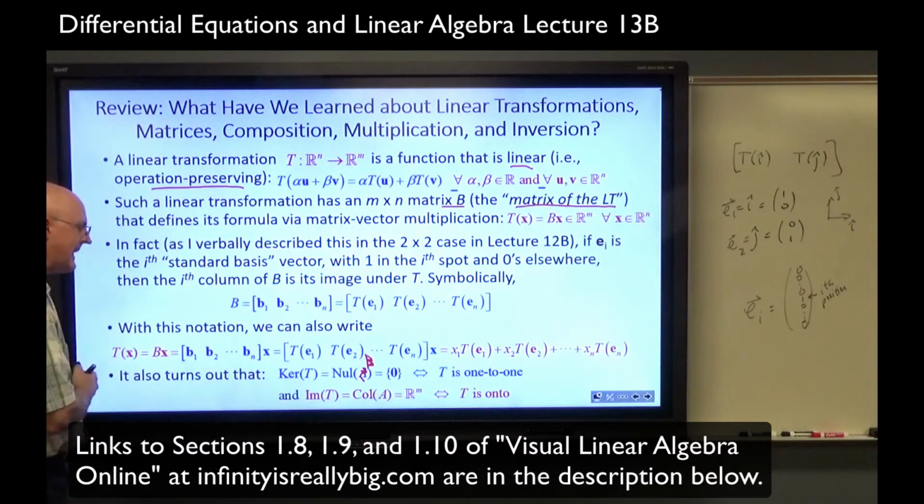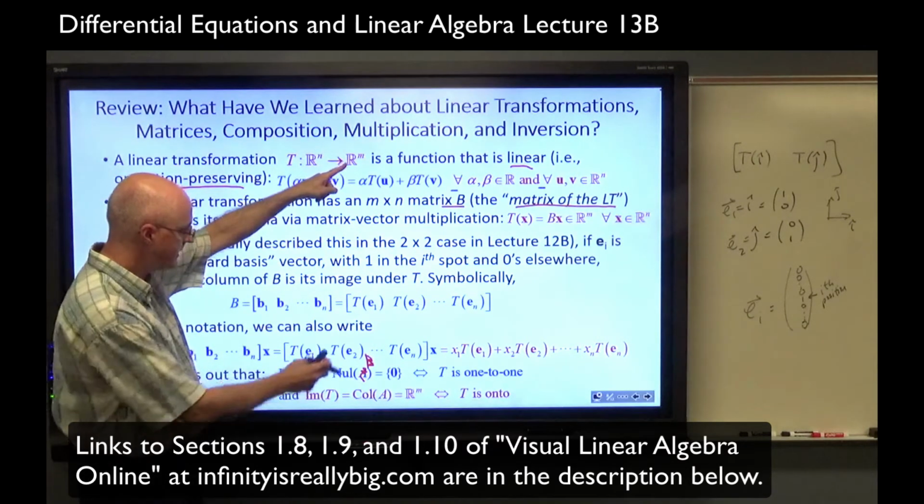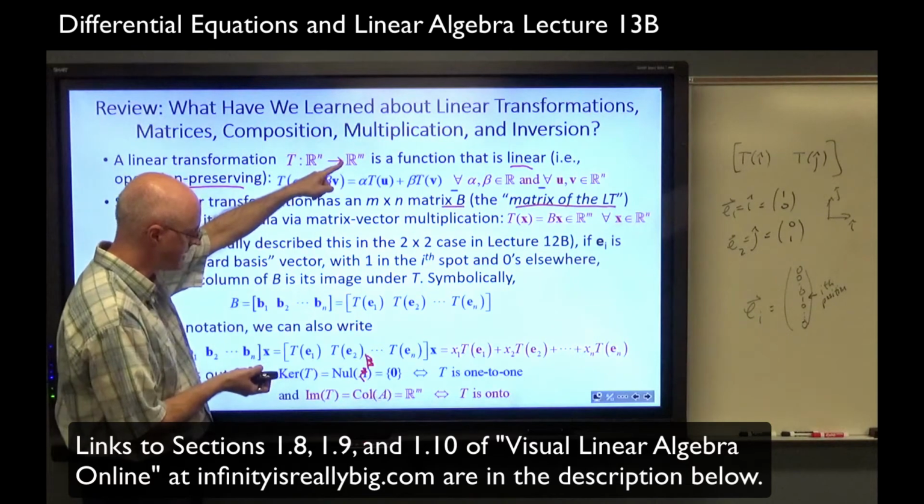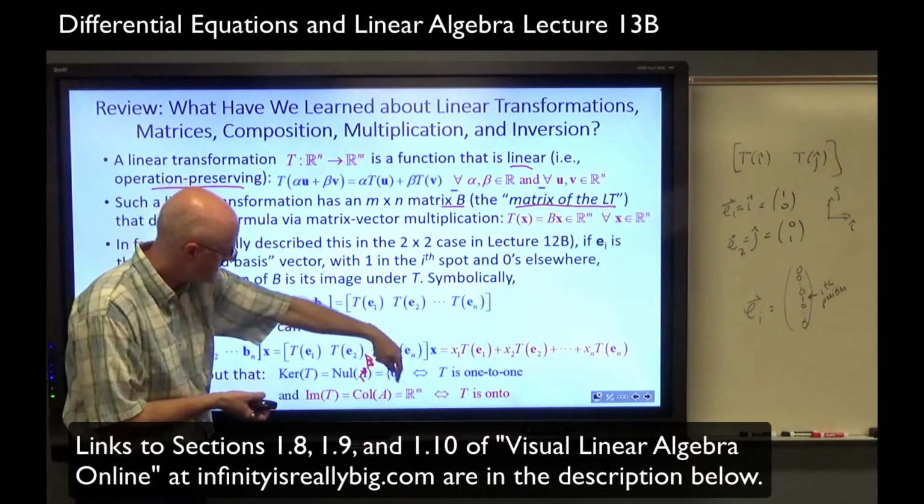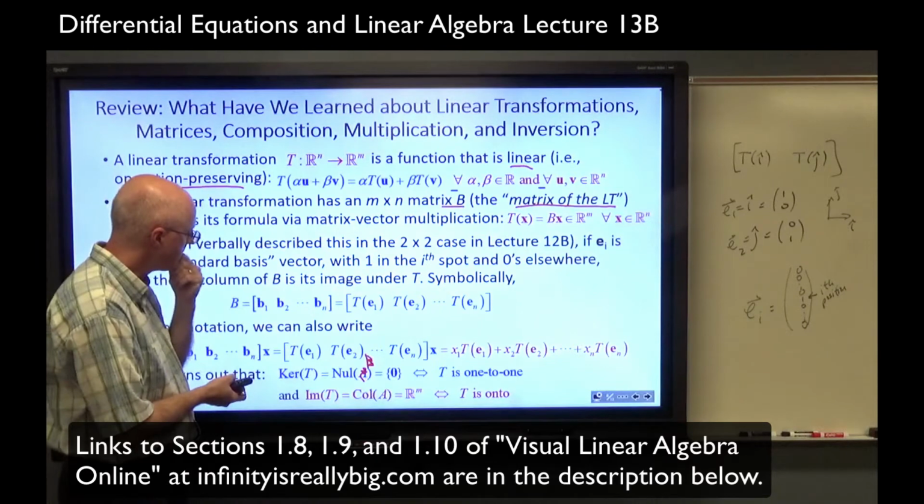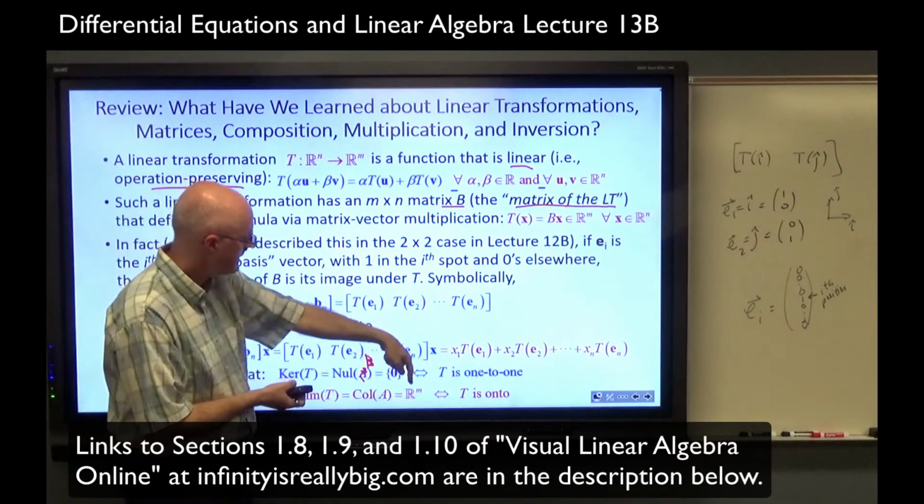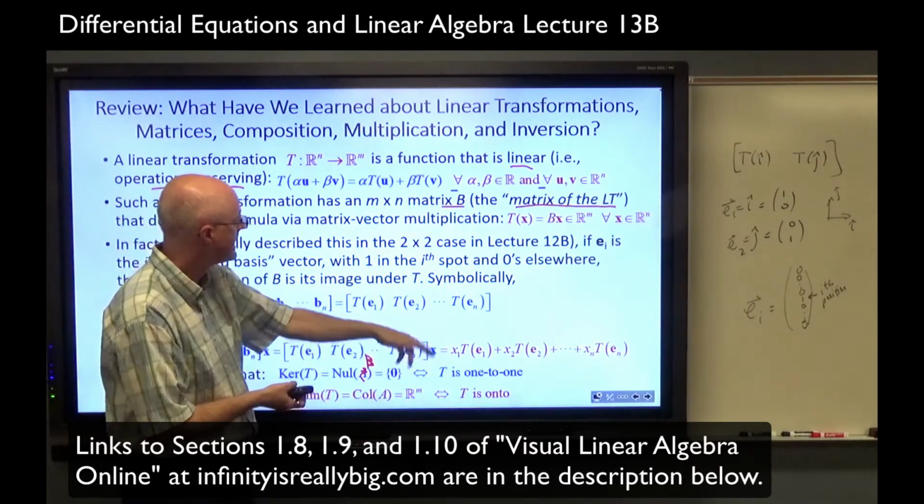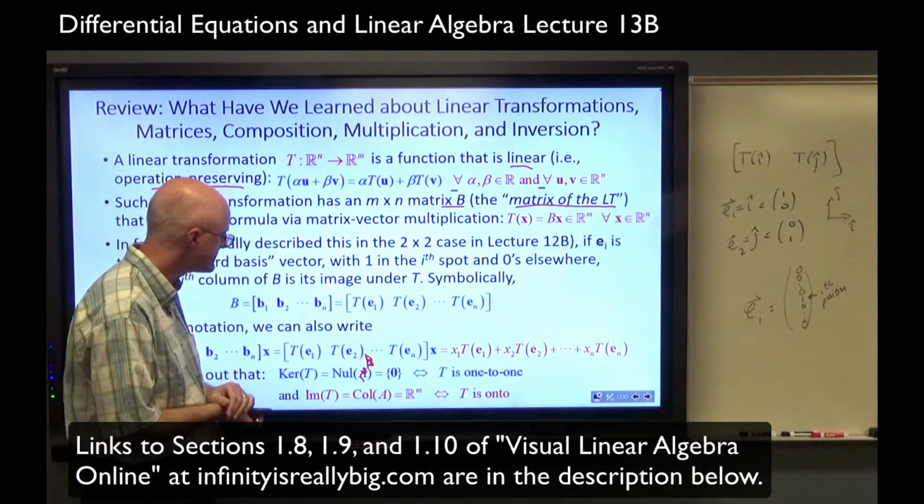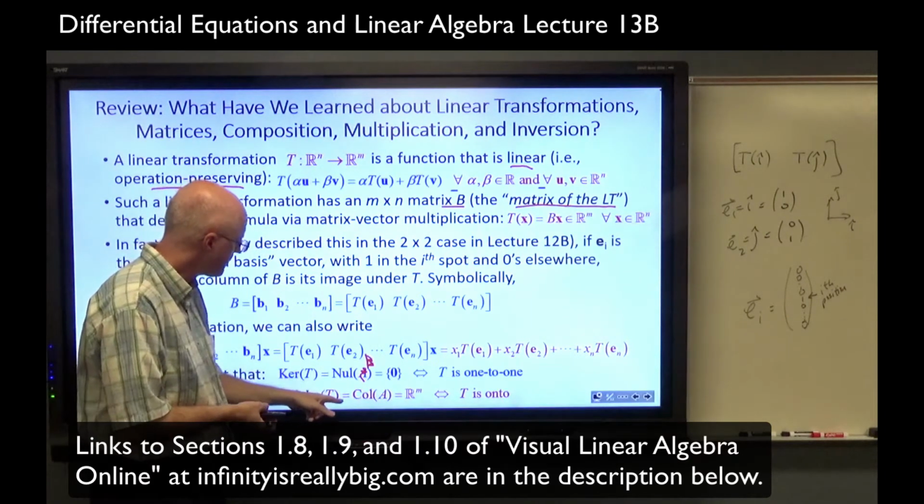And the image of T is all of the codomain R^m if and only if T is onto. That's the definition of onto, actually. There's nothing to prove there. The set of all outputs of T equals R^m if and only if T is onto. That's just by definition of what onto means, so there's nothing to prove there.